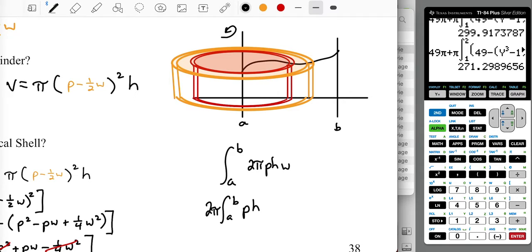The short answer on those is it depends on what the axis of revolution is. The W is going to be d something, because it's representing some thickness. In this case, it's a dx, but it could be a dy if it's oriented the other way.